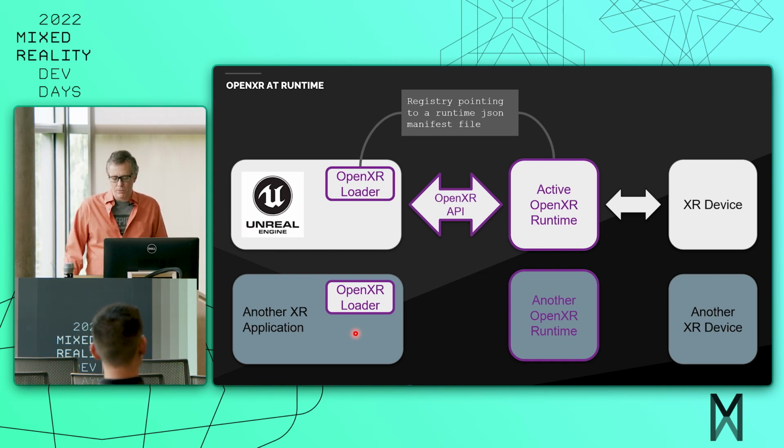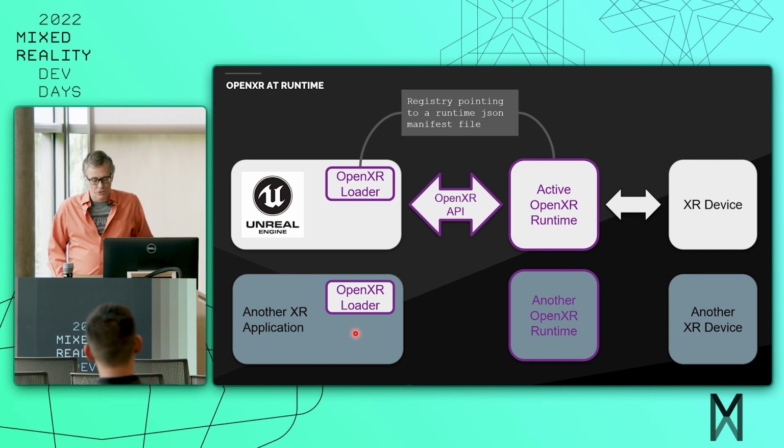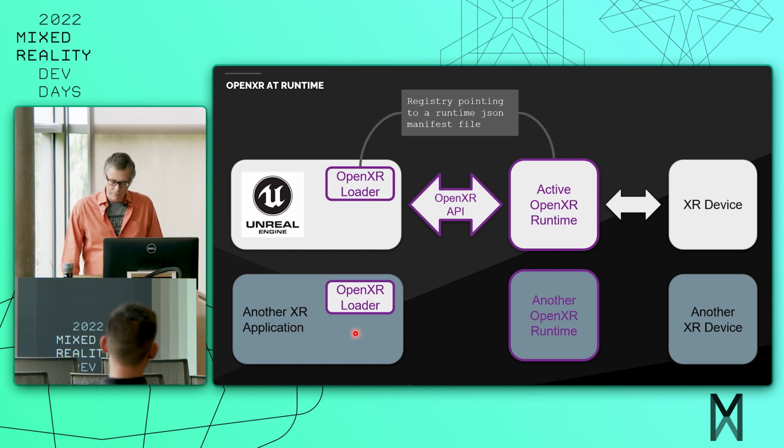Unreal will print the name of the runtime to the log. The VR preview windows from the editor will have the name of the runtime in the title of the window. There are third-party tools that you can use to see what your active runtime is right now and potentially also see, say, the list of extensions that it supports, which can be useful.